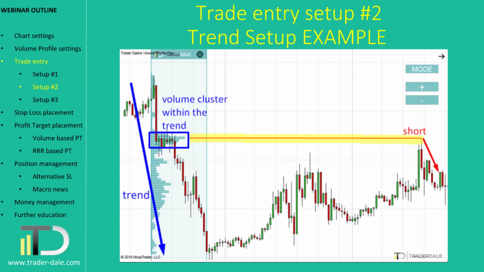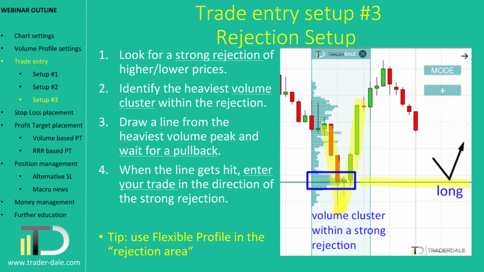Let's have a look at one more example. In this case, there is a downtrend. As you can see, I used the volume profile for the whole downtrend area. I identified the strong volume cluster within this trend. I drew a red line from the place where the volumes were the heaviest. I was waiting for a pullback. When the price hit the level, I went short. Alright, so this is how you use the trend setup.